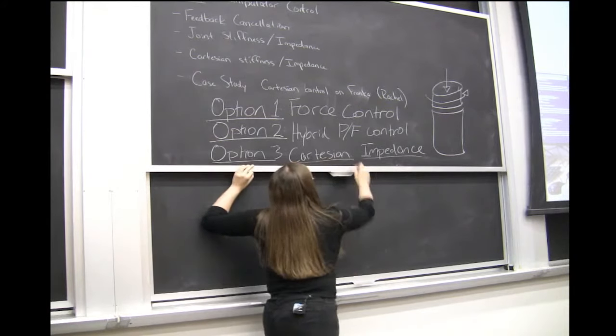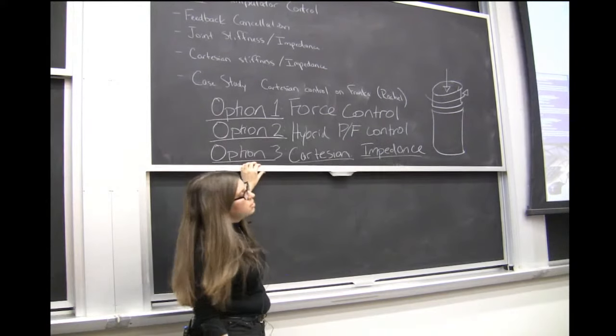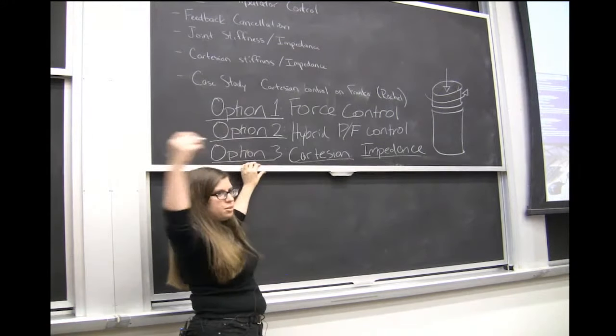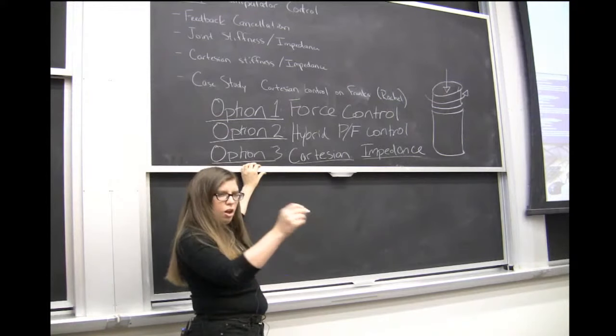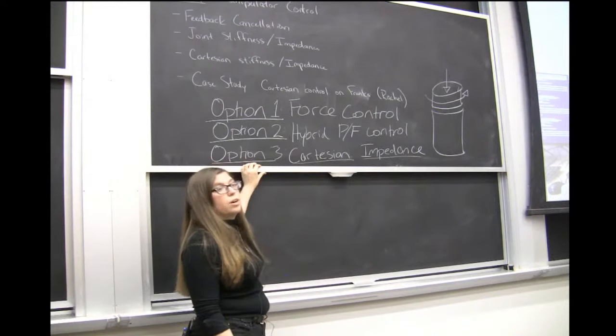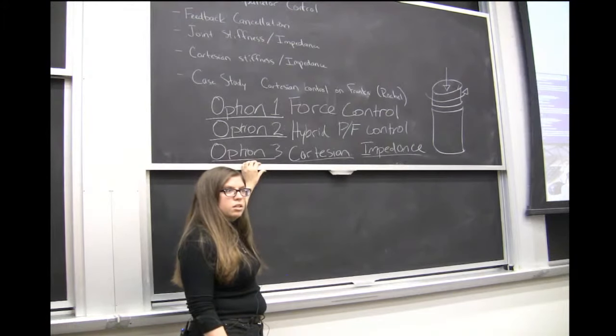Also, as Russ pointed out, some people say Cartesian, some people say end effectors, some people say operational space, because that matches Oussama Khatib's seminal paper. Some people say task space. All of those words technically have slightly different meanings, but we're going to use them interchangeably here. Good so far?